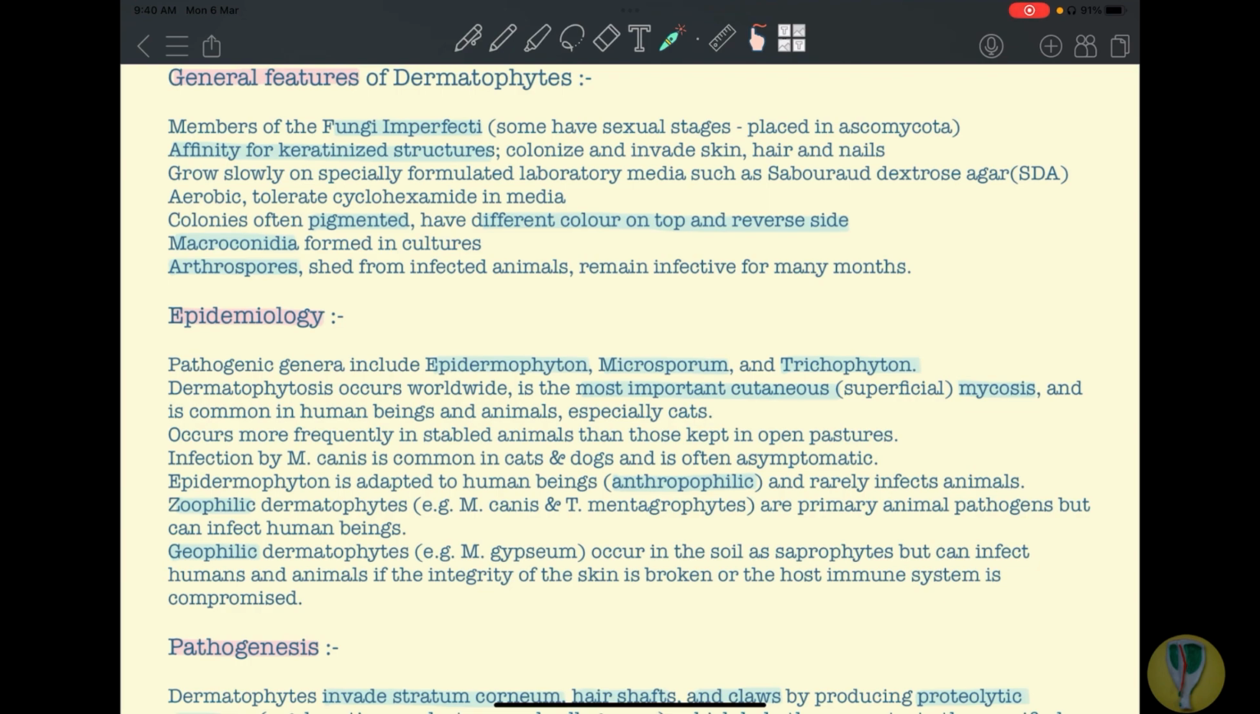Then geophilic dermatophytes live in the soil as saprophytes, but if there is some breakage in the skin or some cut, or if the host is immunocompromised, then the fungus from the soil can enter the animal and cause dermatophytosis, and this will include Microsporum gypseum. Okay, so we have three categories: anthropophilic, zoophilic, and geophilic dermatophytes.